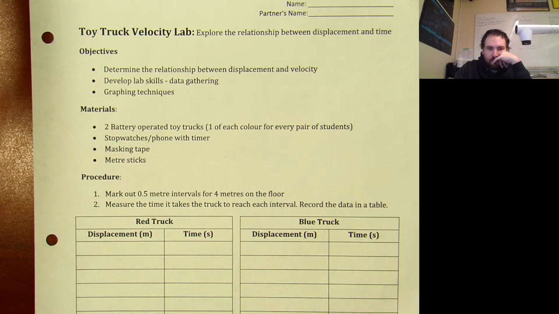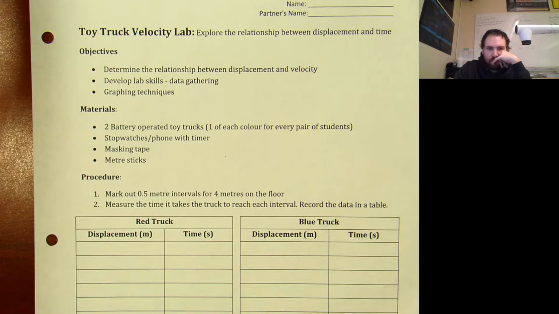So you're going to grab 1 truck per partnership, and then you're going to swap with someone after you've collected your data for the truck of the other color. Unless I can replace these batteries fast enough, in which case I just can't. Assume that I can't.